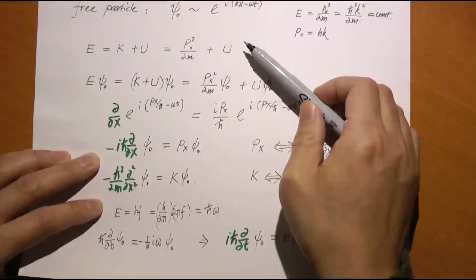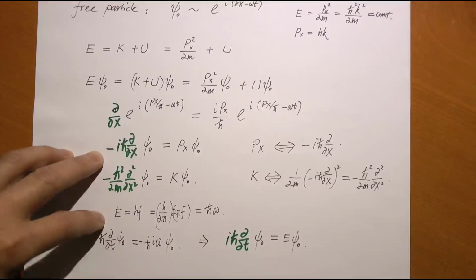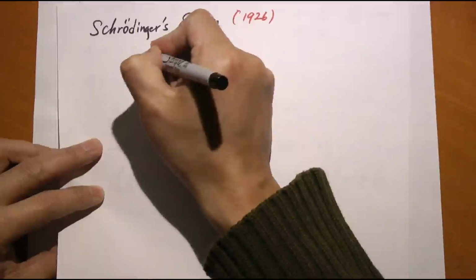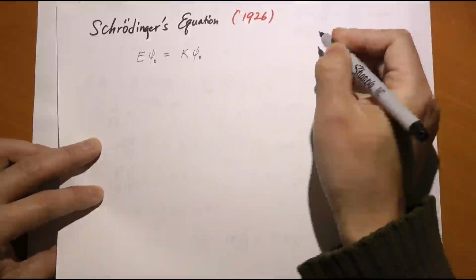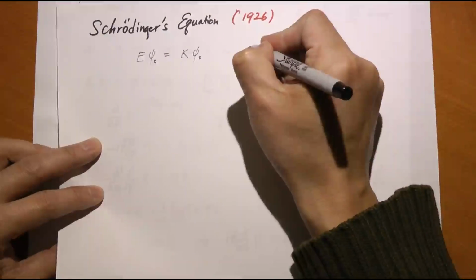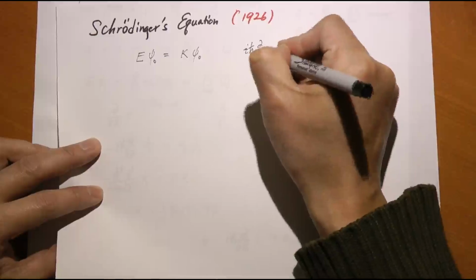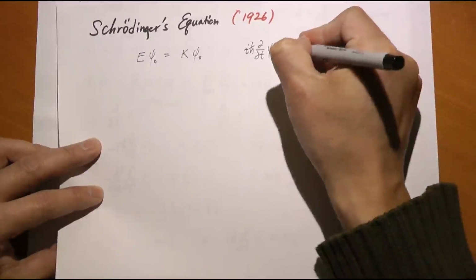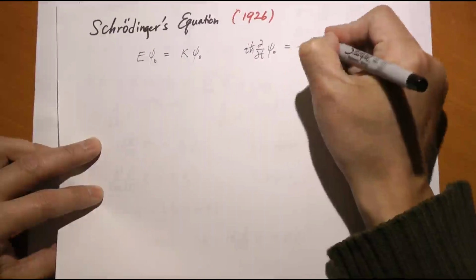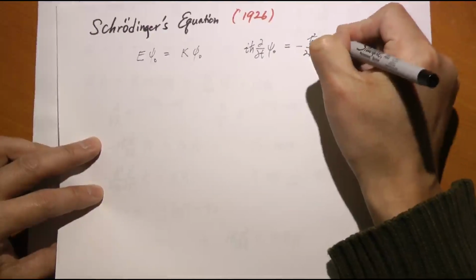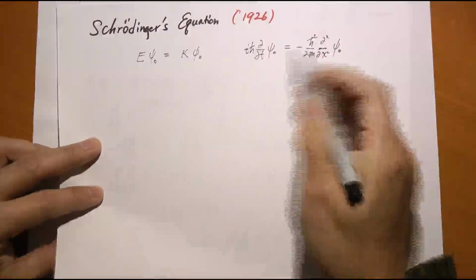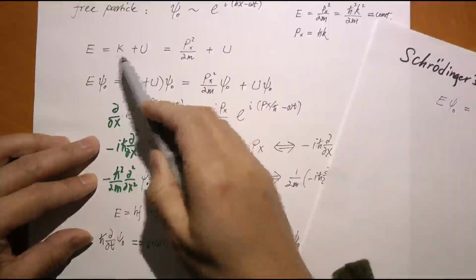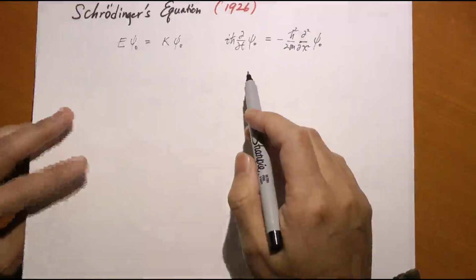So for this free particle, I know that I can write down a differential equation, which is E psi naught equals K psi naught. I can replace E with i h bar partial t, as I just did before, acting on psi naught. That equals K, which I change to a differential operator, negative h bar squared over 2m times the second derivative with respect to x, acting on psi naught. This is just as good as E equals K multiplied by psi naught on both sides. But this is only valid for sure for a free particle.